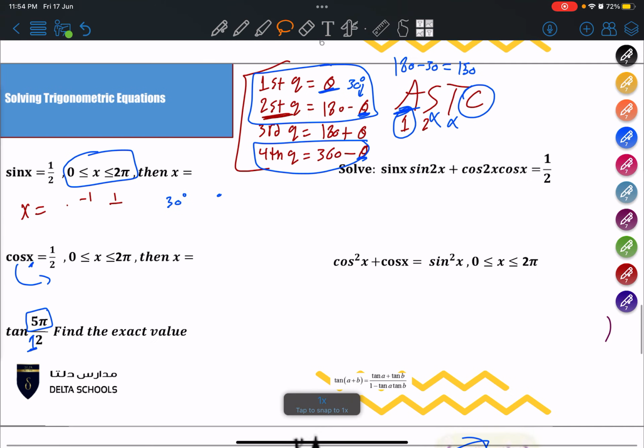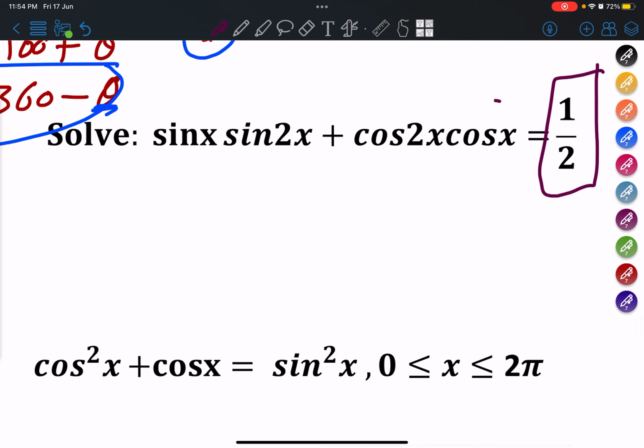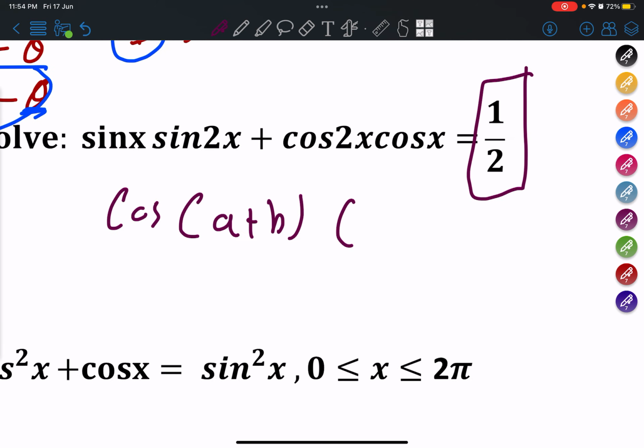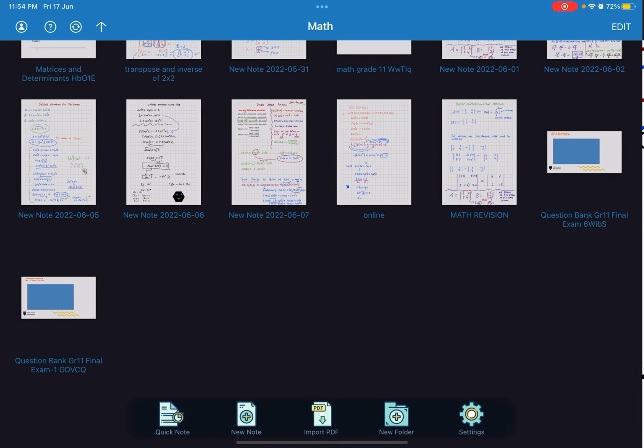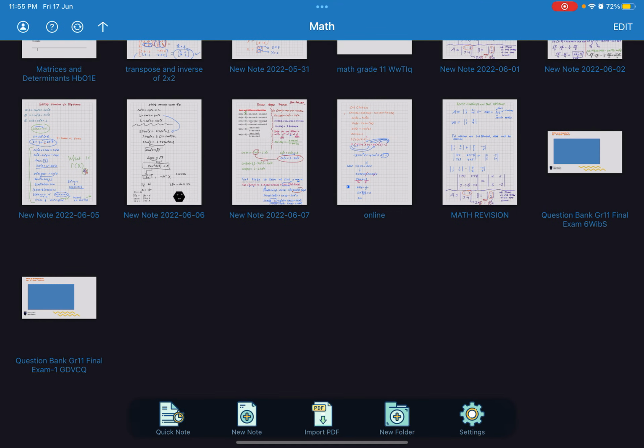Okay, so solve sine x sine 2x plus cosine 2x times cosine x, which is equal to 1 over 2. We see that this looks like the cosine formula, which is cosine a plus b. Here, let's write it so it can make more sense. Cosine a plus b is equal to cosine a cosine b minus sine a sine b. Okay, but here they have it in the opposite.